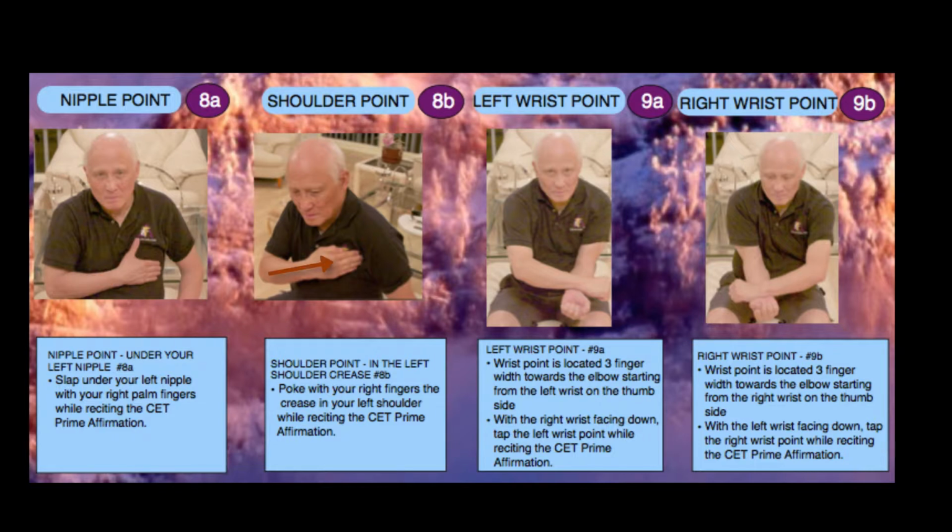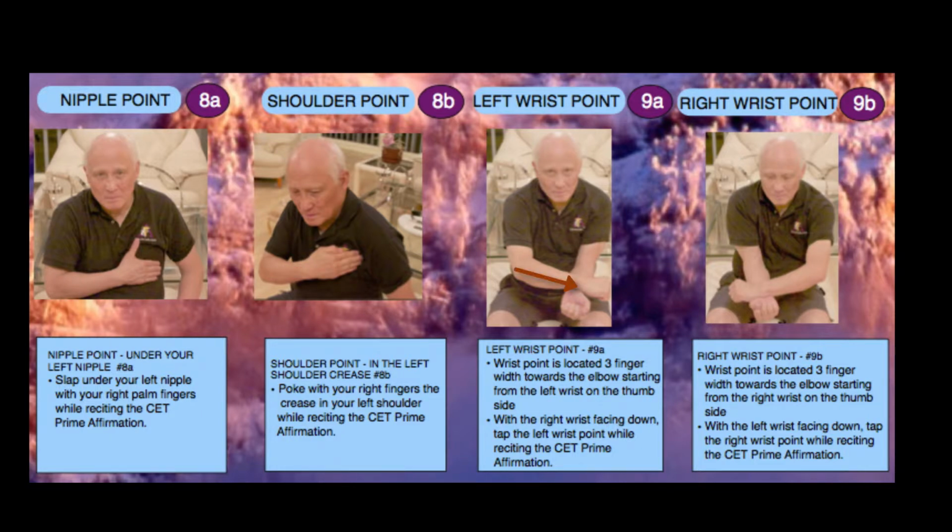The next point is shoulder point 8B. The shoulder point is in the left shoulder crease. Poke with your right fingers the crease in your left shoulder while reciting the CET Prime affirmation.